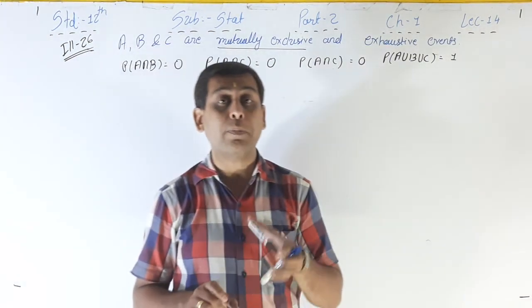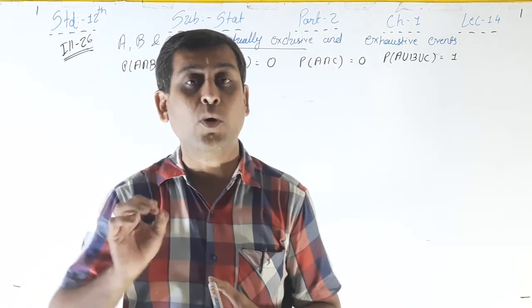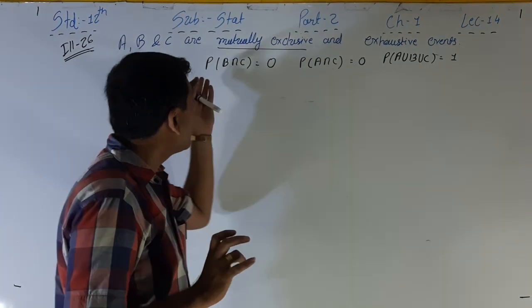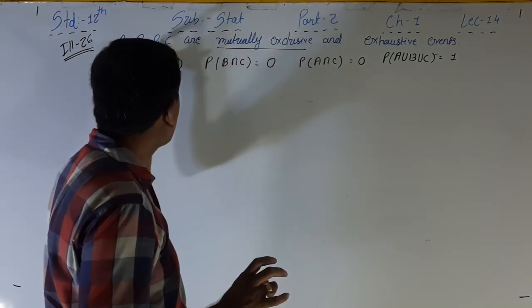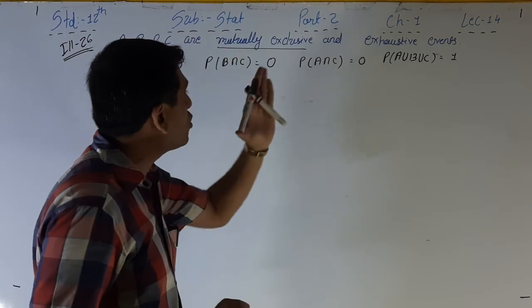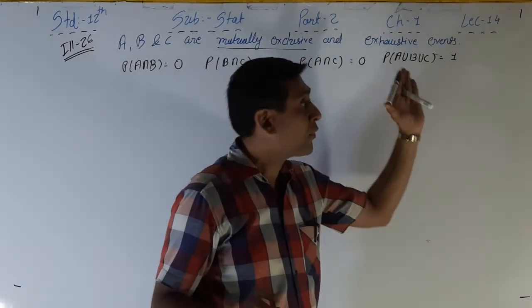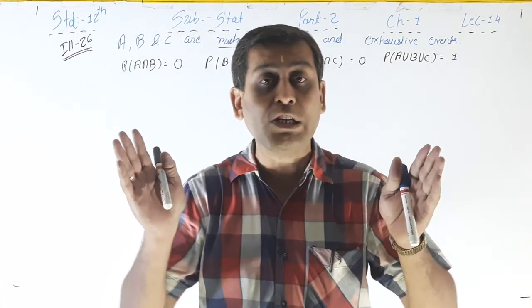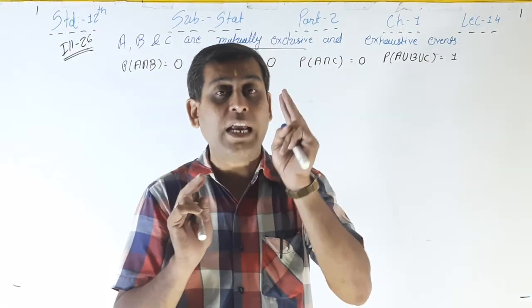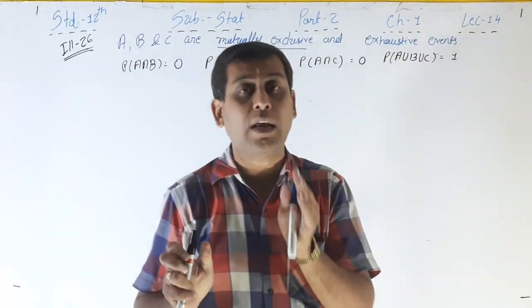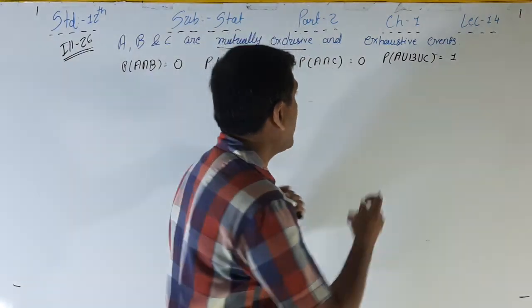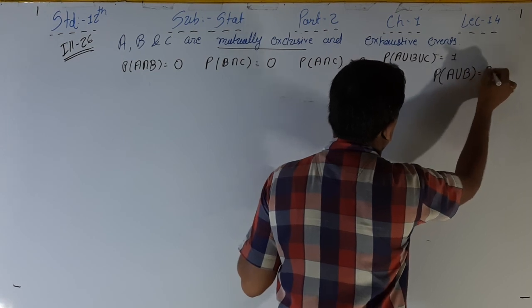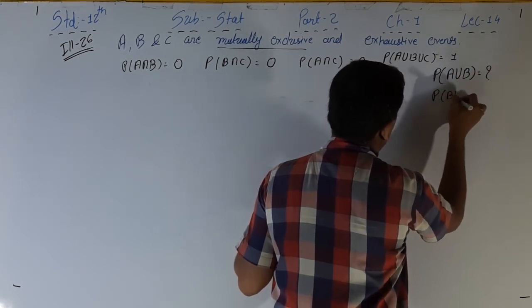But we want not P of A union B union C, we want only P of A union B and P of B union C. Okay, so for this condition, if A, B, C are mutually exclusive and exhaustive events, then the union is equal to 1, but the union of these three is equal to 1, not the union of any two. P of A union B we want, and P of B union C we want. So we have to find out P of A union B and P of B union C.